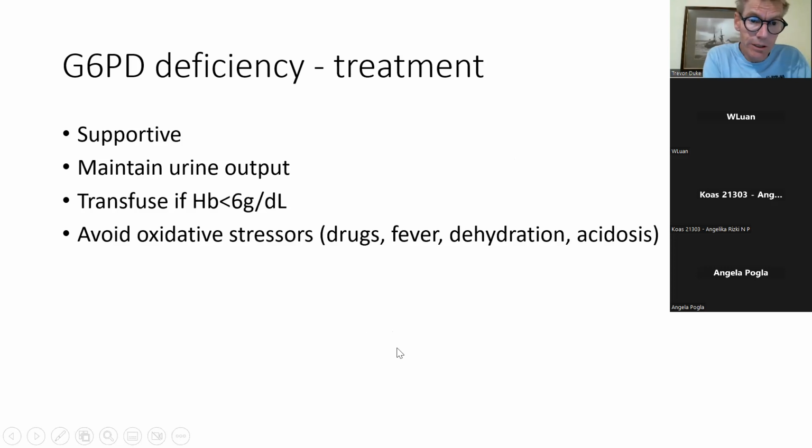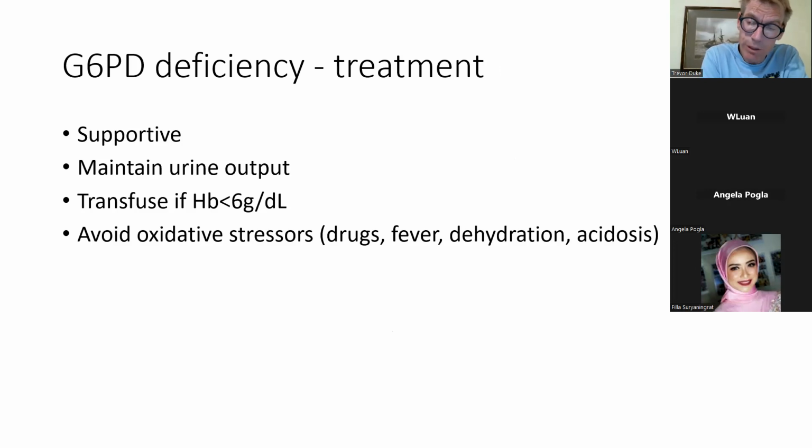The treatment is mostly supportive. You should try to maintain the urine output. When you've got hemolysis, there's a possibility that the kidneys will become impaired. You should transfuse a patient if their hemoglobin is less than 6 grams per deciliter, and you need to avoid, of course, oxidative stress, drugs and fever, dehydration and acidosis.